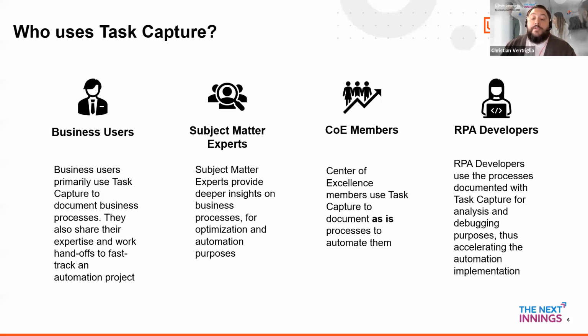COE members might work with business users or SMEs to document the process as it currently exists prior to automating, so that they can hand off the documented process to RPA developers who would then use it to actually implement the solution. So there's a bit of a chain of passing between different roles. All those roles work together ultimately to yield an output that can then be used to work on building the automated solution.